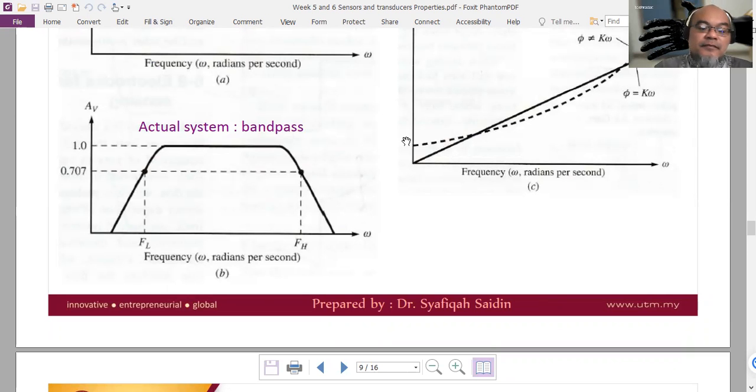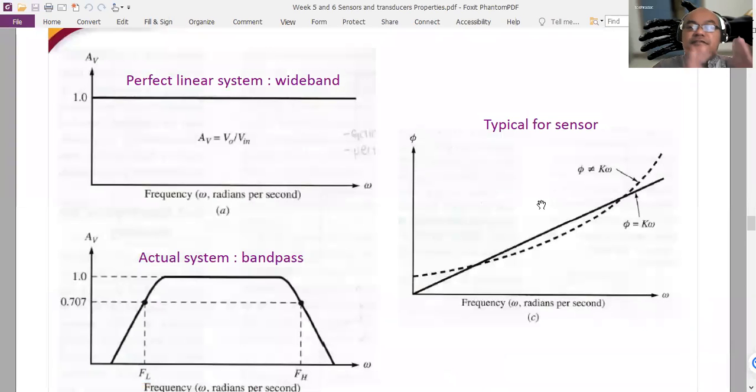So when you choose a specific sensor for your particular application, or when you build a sensing system for a particular application, you have to pay attention to this bandwidth also: at which frequency range of signal your sensor can still capture the information. Okay.